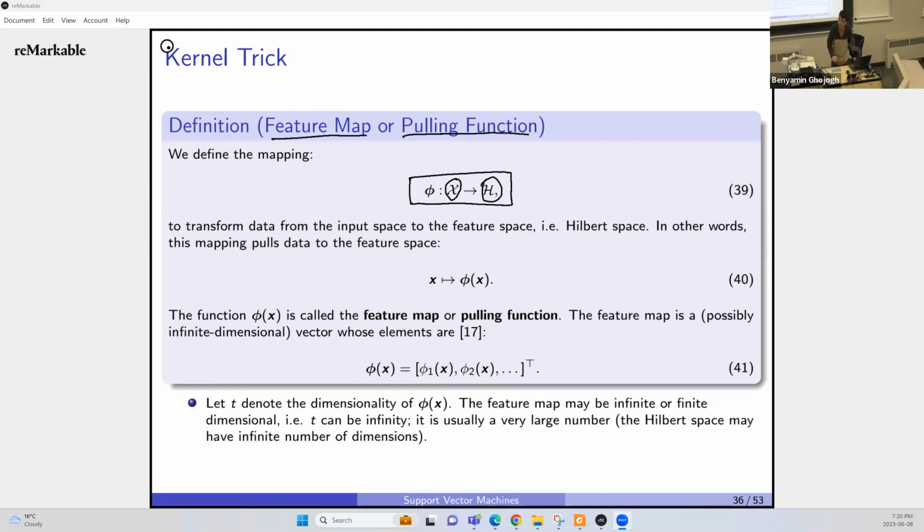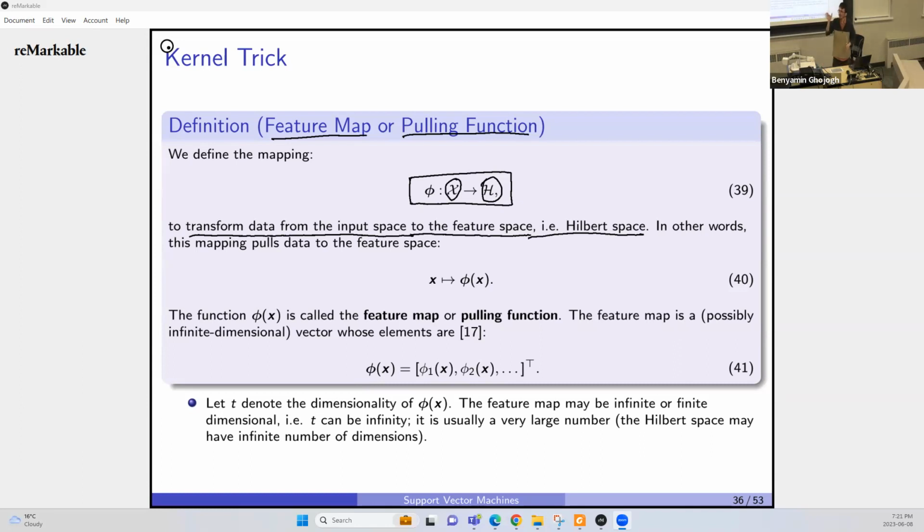What is this H? Fancy H stands usually for Hilbert. So this is a Hilbert space, or feature space, or RKHS, the reproducing kernel Hilbert space. I'm applying some transformation to data, to transform data from the input space to the feature space, or Hilbert space, or RKHS.